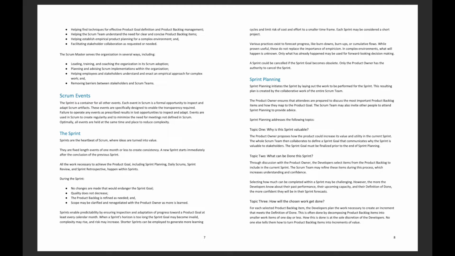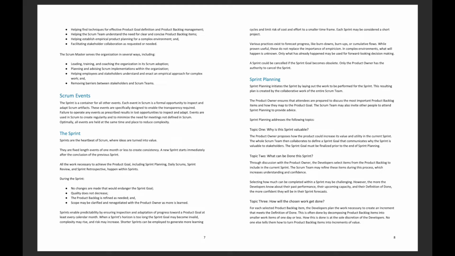During the sprint, number one, no changes are made that would endanger the sprint goal. Number two, quality does not decrease. Number three, the product backlog is refined as needed. And number four, scope may be clarified and renegotiated with the product owner as more is learned.